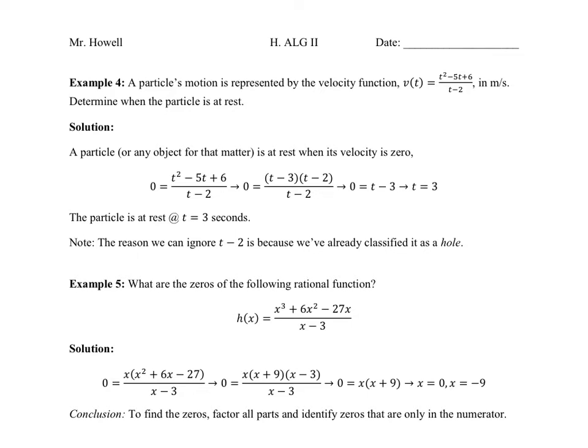If I set a function to 0, I'm finding the x-intercepts. In this case, it's t I'm finding. But remember, t is always on the horizontal axis, so the x-intercepts in this case are also known as the t-intercepts. Doesn't matter really. So set it equal to 0. Factor. Cancel the holes. t minus 3 is equal to 0, so the particle is at rest at t equals 3. Now, t minus 2 is clearly a hole.